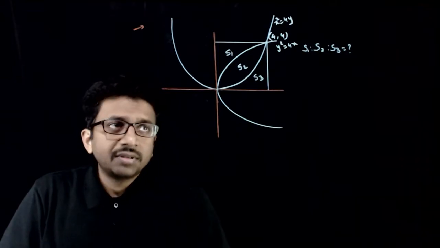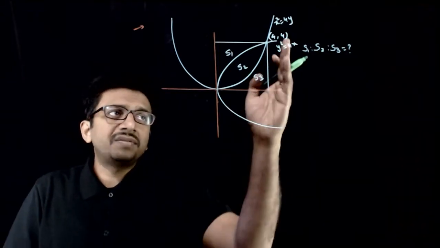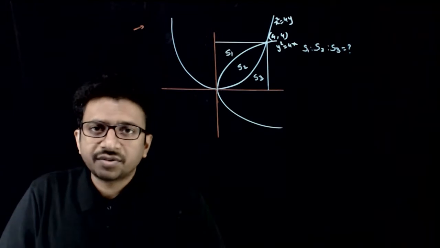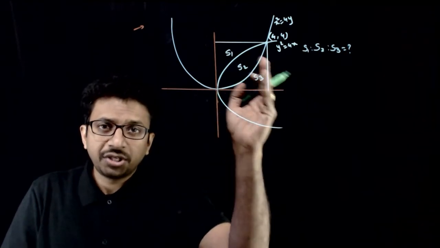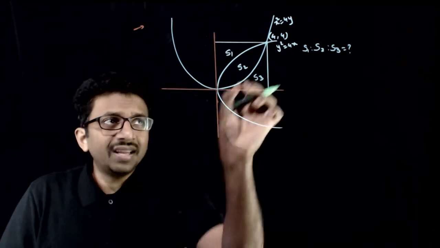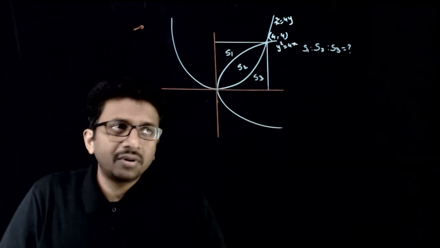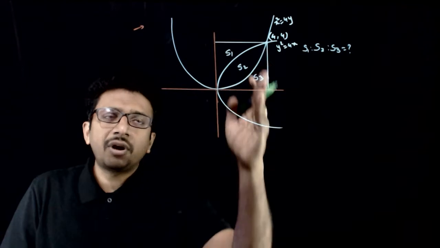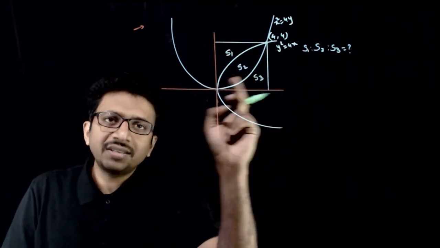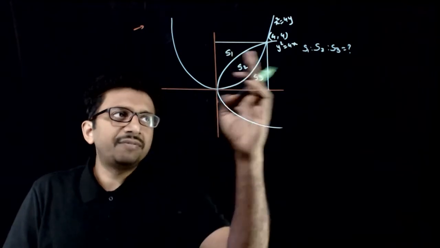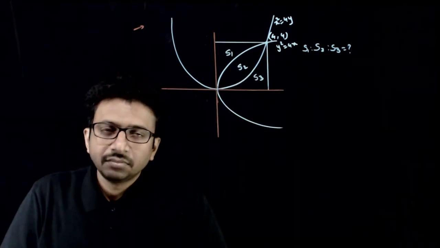So welcome students. In this question you have two curves, y square is equal to 4x and x square is equal to 4y. There are two parabolas, one horizontal and one vertical. It's given that they intersect at the point (4, 4), and from (4, 4) you have drawn lines parallel to the coordinate axes. So now you can see that you get three areas S1, S2, S3.